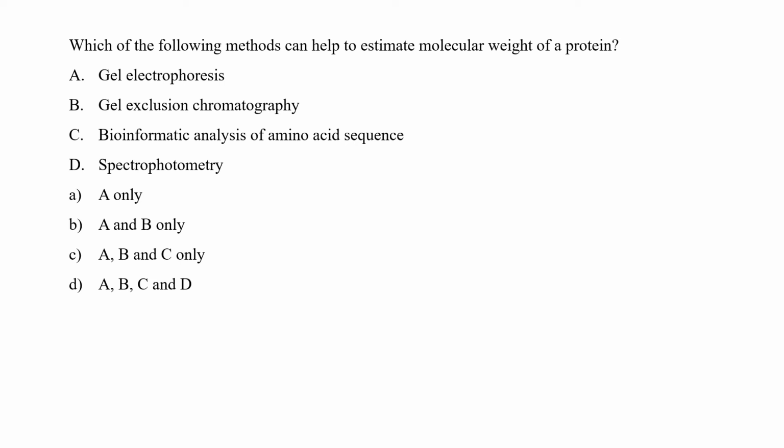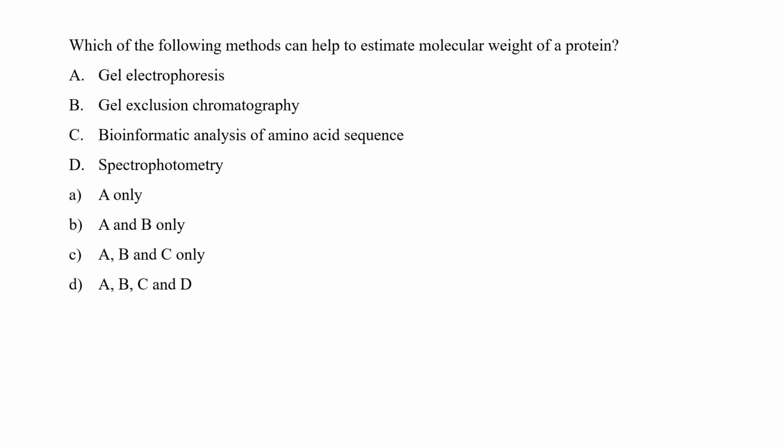of a protein? Options are gel electrophoresis, gel exclusion chromatography, bioinformatic analysis of amino acid sequence, and spectrophotometry. In a protein, once it is isolated, the most common method to estimate its molecular weight is by running it on a protein gel, which is known as the SDS-PAGE. A marker enzyme is run along with it to know the molecular weight of the protein. Size exclusion chromatography or gel filtration is also a widely used method to determine the molecular weight of native protein.